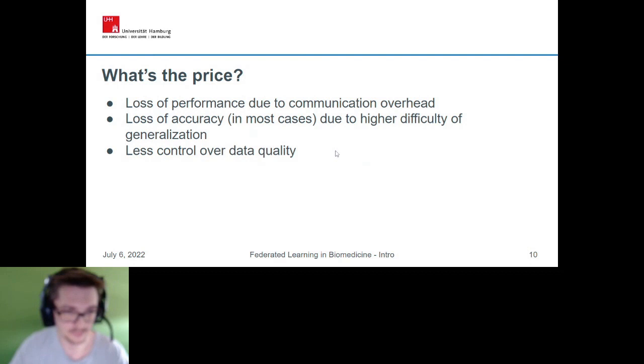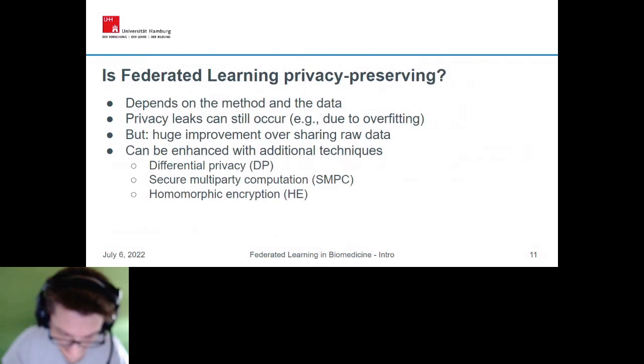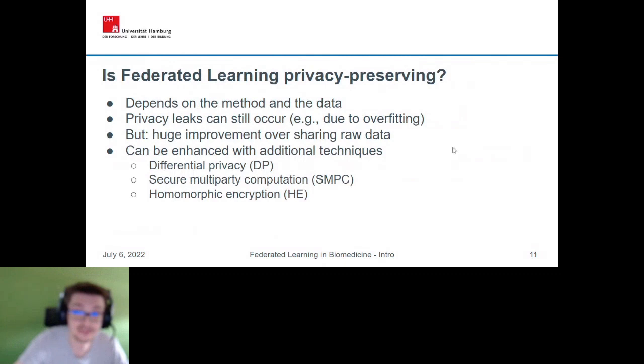The second question is, is federated learning privacy preserving? And the answer is actually tricky, because we cannot automatically or generally say that a federated machine learning method is per se privacy preserving. It depends very much on the method and on the data. And unfortunately, privacy leaks can still occur. For example, if you're using a model that is prone to overfitting, such as neural networks or random forests or decision trees or things like that, they unfortunately can incorporate whole parts of the training data and thereby reveal sensitive information about the data. But of course, it's still much, much better than sharing the raw data.